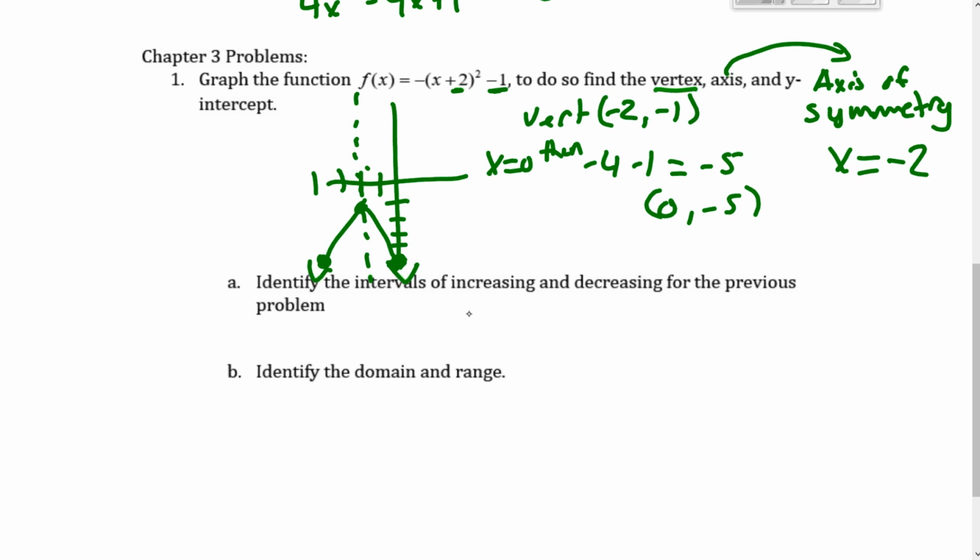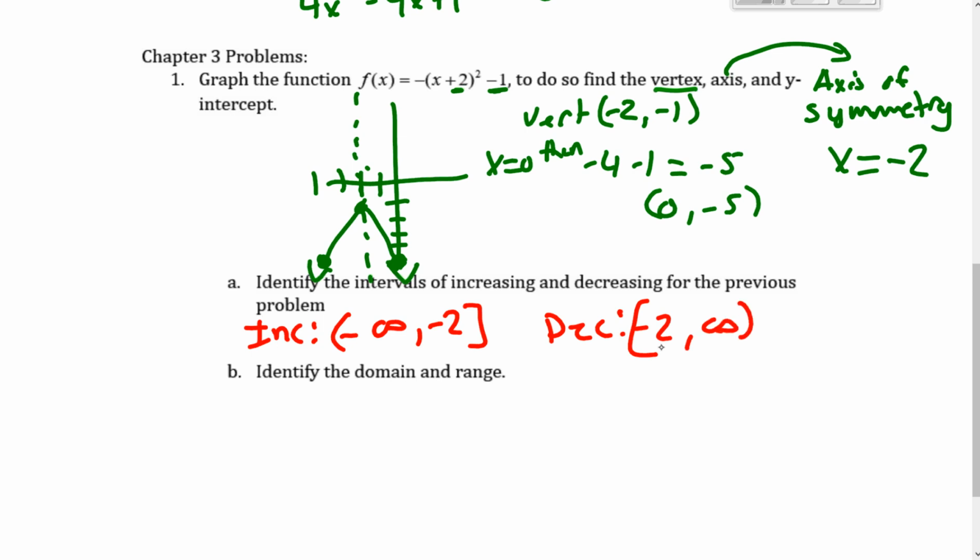Okay. Where is it increasing and decreasing? Okay, so I draw it from left to right, so I'm starting by drawing it up. So on my axis from -infinity, it's increasing all the way to this x value of -2. Okay, and then it's decreasing from there. I'm drawing it down, so it's decreasing from -2 to positive infinity.